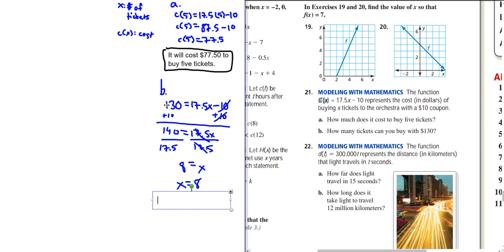And that is it. All right, so you are responsible for the rest of this assignment, and all you had to do was copy down the work for what I just did here. Again, the rest of the assignment is on pages 125 to 126, numbers 3 through 22. All right, let me know if you have questions. Thanks.